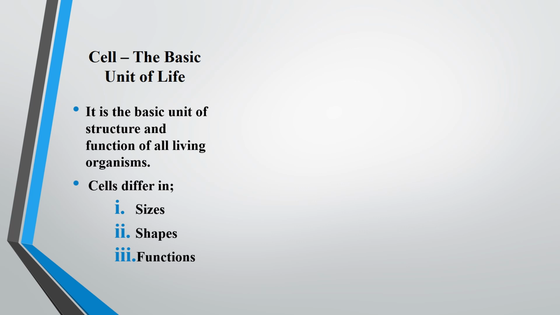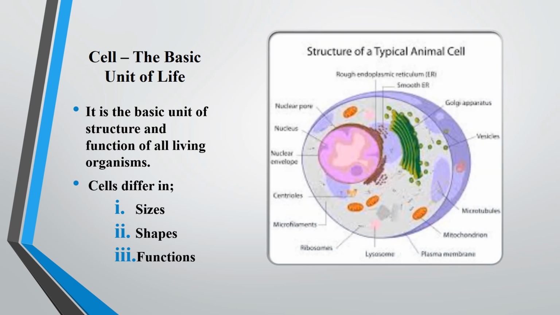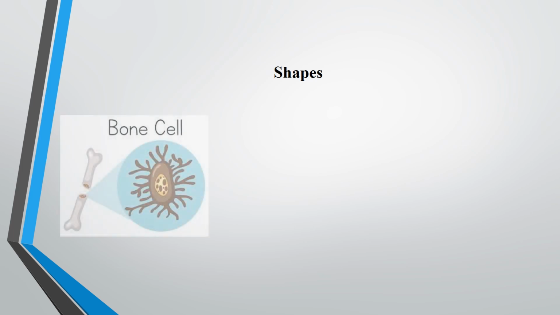But just like bricks that serve different functions at different parts of the buildings, cells also differ in sizes, shapes, and functions. This basic diagram of an animal cell gives you an idea about what life is made of. Now have a look at the different shapes of the cells.